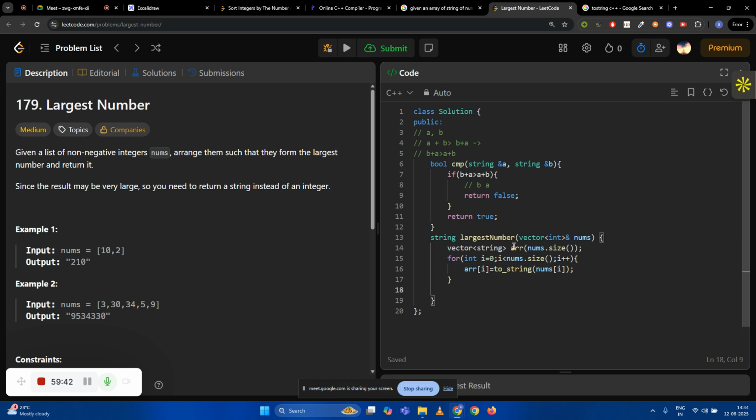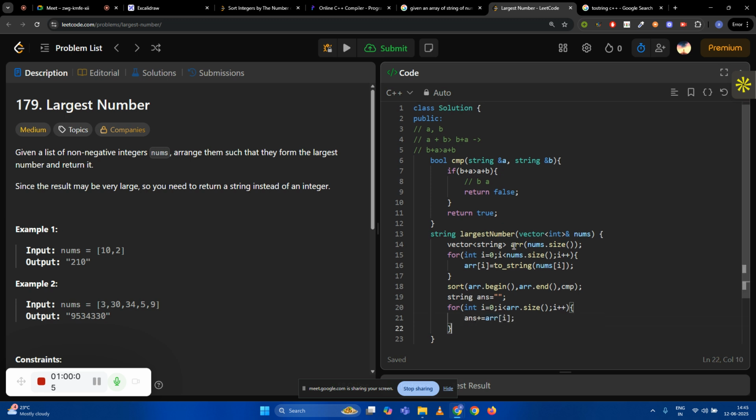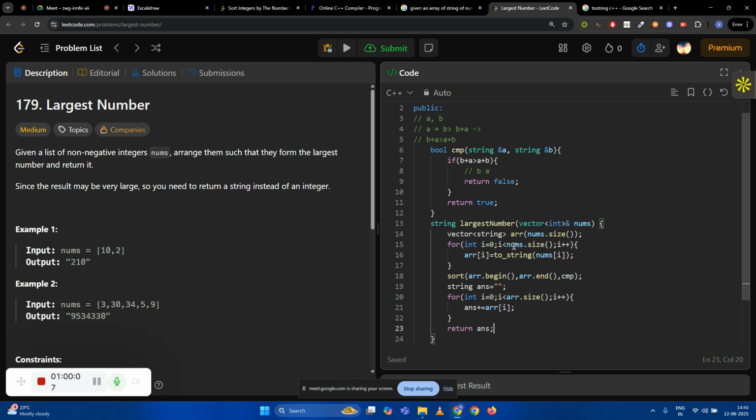Now I would sort it according to this. Sort array.begin, array.end, comparator. Now I would have a string answer as empty, and I will go to this array and start appending. So answer plus equals array of i, and I would return the answer. So the main problem was how do we sort it? This was the main problem.